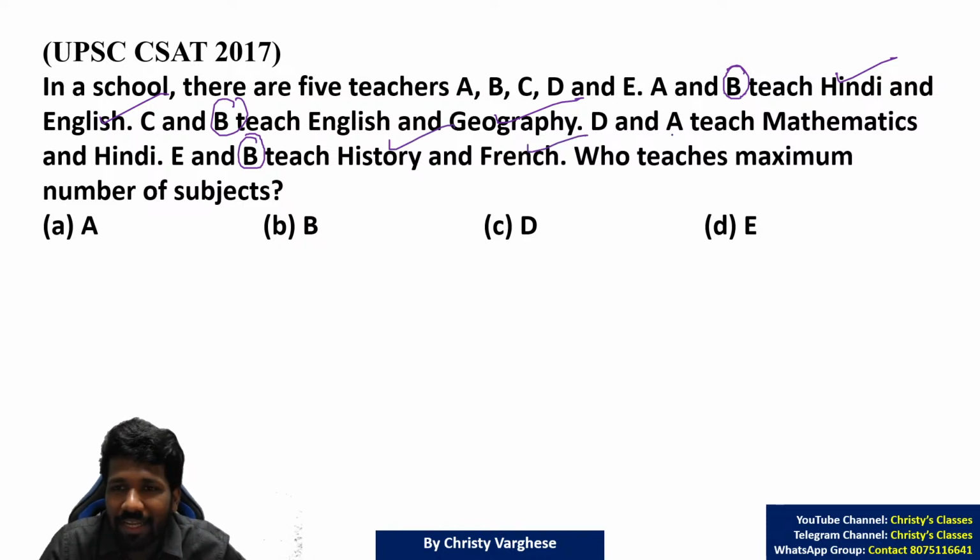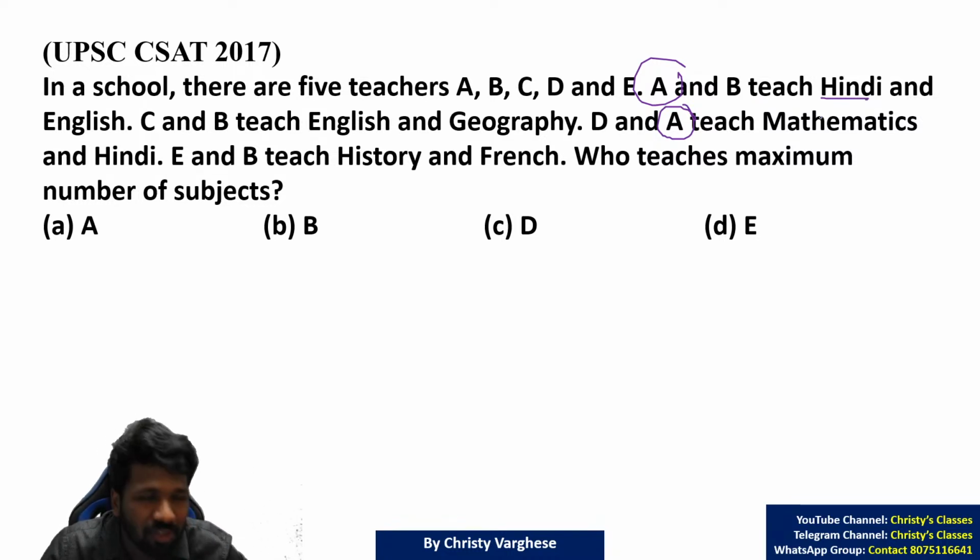So definitely that is the answer, because after B, the maximum number of times a name is repeated is A. And A is part of only 2 sets, every set of maximum 2 subjects only. So maximum 4 subjects only A can teach, but it is not even 4. Hindi, English, it is repetition, Hindi again. So mathematics counted 3 only. So definitely B is the answer.